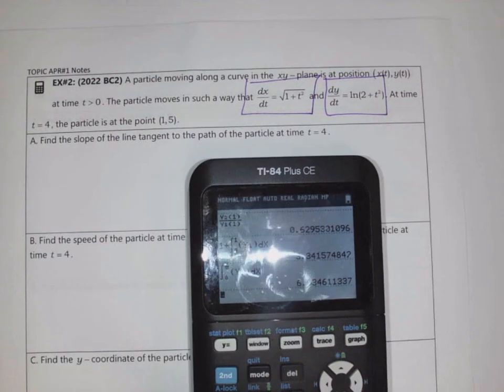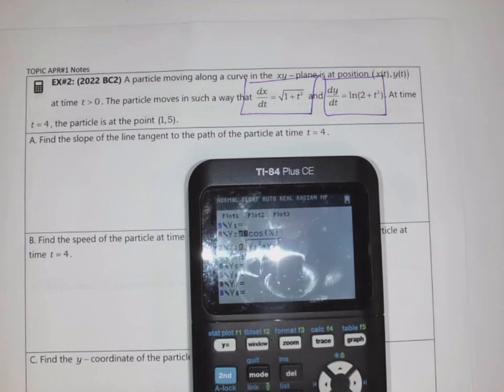So again, I am going to go into my y equals. I'm going to clear out. I'm going to leave my speed in there just in case I need my speed, because I might as well leave that. So I'm going to put dx dt into y1, so that would be the square root of 1 plus x squared. And then in y2, I'm going to put dy dt, which is natural log of 2 plus x squared.